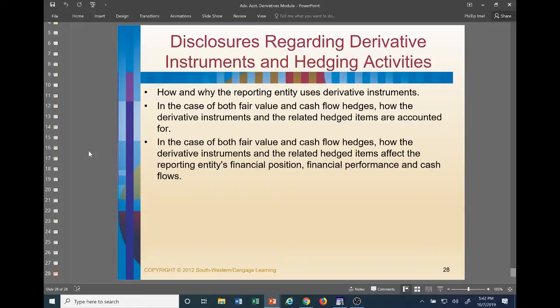So what are some disclosures regarding derivative instruments and hedging activities? We have to disclose how and why the reporting entity uses derivative instruments. In the case of both fair value and cash flow hedges, how the derivative instruments and the related hedged items are accounted for, and how the derivative instruments and related hedged items affect the reporting entity's financial position, financial performance, and cash flows.